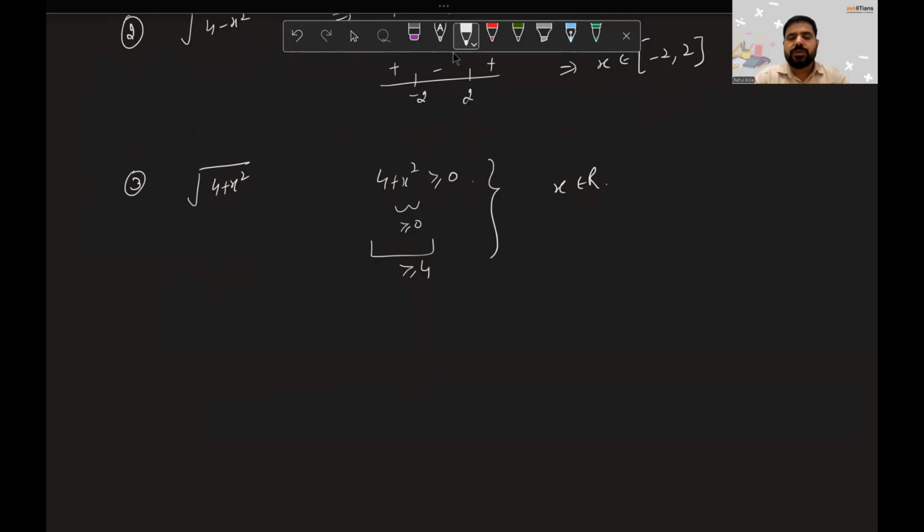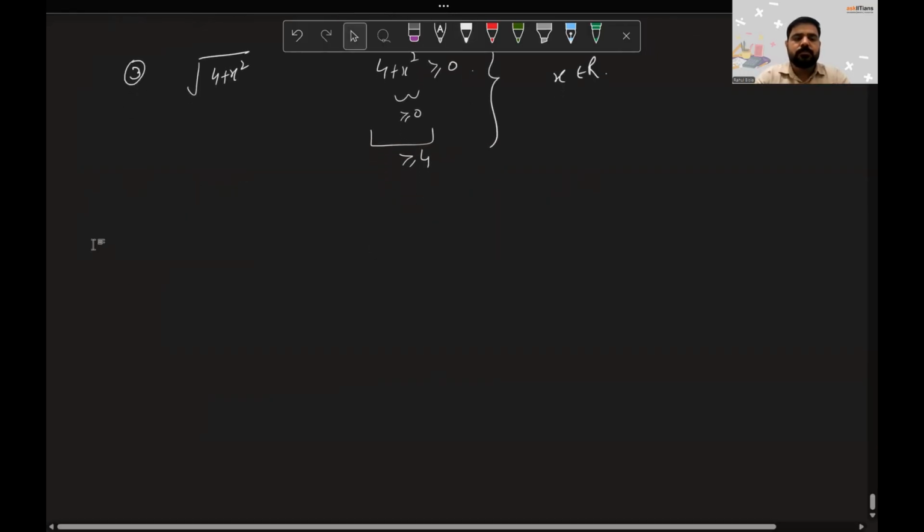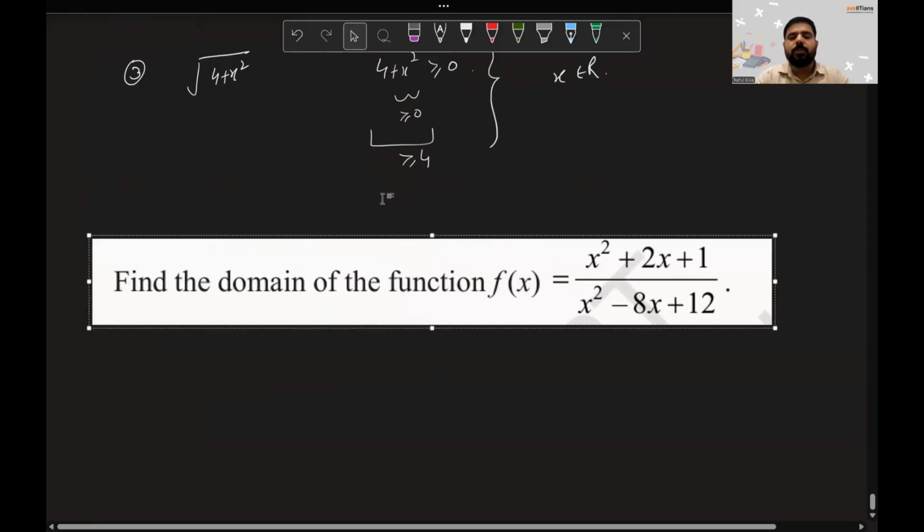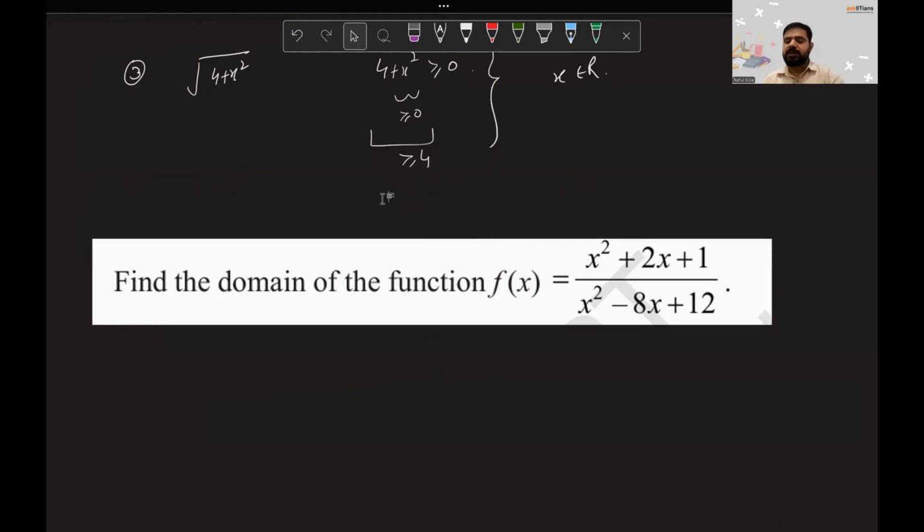Right? I'll give you one question from your textbook. You guys give it a try and then I'll be discussing it afterwards. So the question is coming right on your screen. Here's the question. So look at the question carefully. Find the domain of the function f of x, where f of x is x square plus 2x plus 1 by x square minus 8x plus 12. Give it a try, guys.